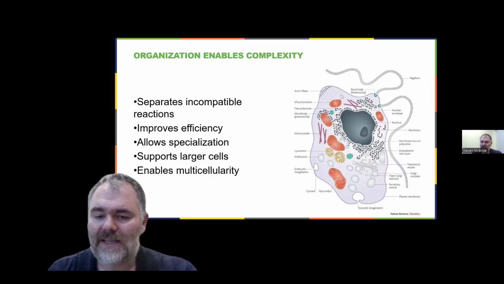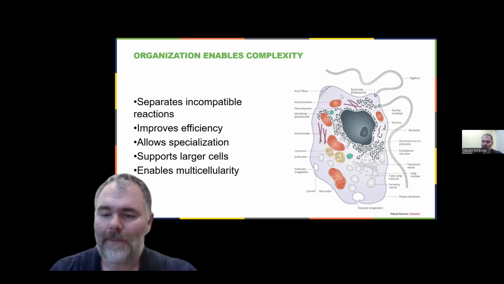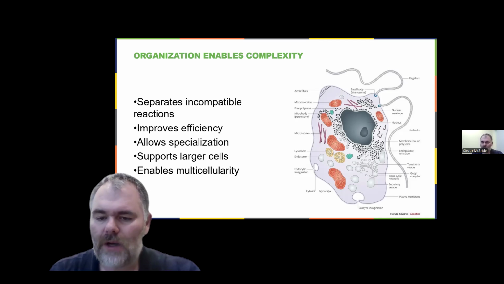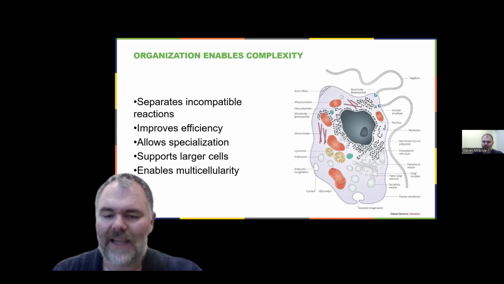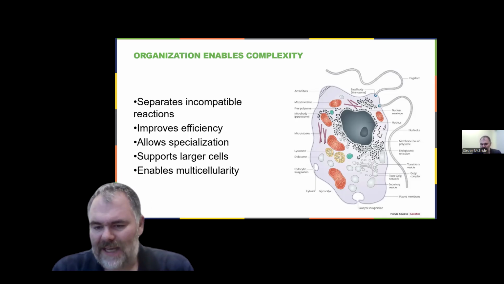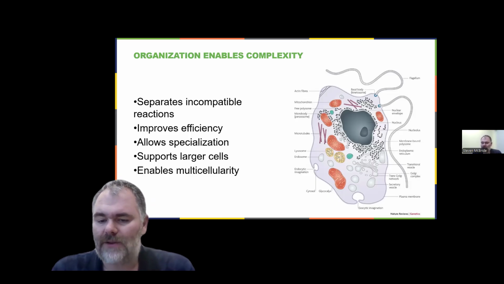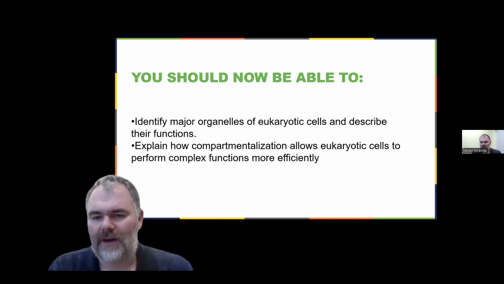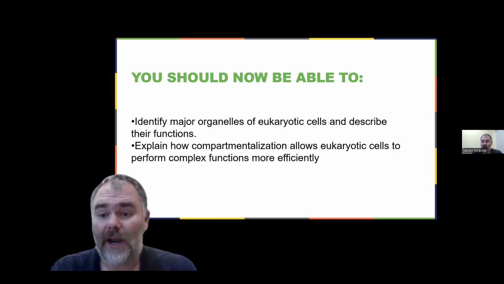Most importantly, this increased complexity ultimately made multicellular life possible. Specialized eukaryotic cells work together in tissues and organs, allowing the evolution of plants, animals, fungi, and other complex organisms. So, while prokaryotic cells are highly efficient and successful, eukaryotic cells represent a major evolutionary step towards greater cellular complexity and specialization.